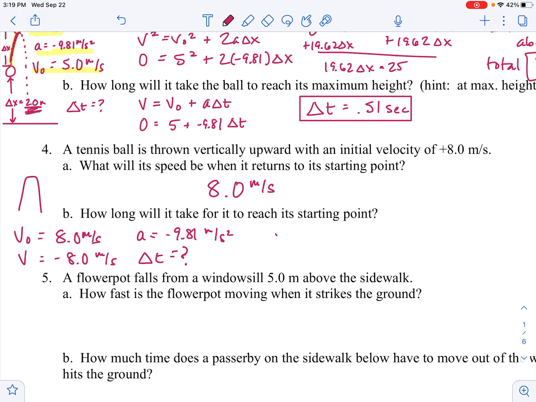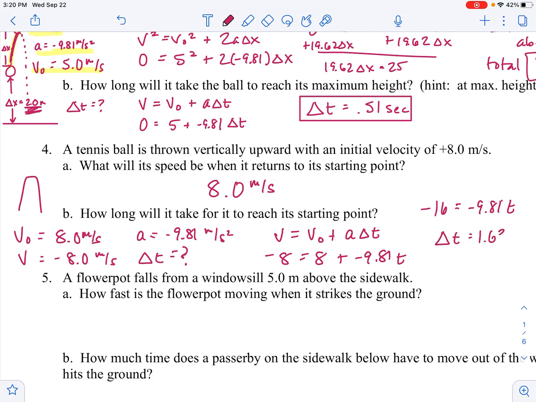So I'm going to use the equation I used in 3b. Final velocity equals initial velocity plus acceleration times time. And negative 8 equals 8 plus negative 9.81 times time. I'm going to subtract 8 from both sides, so I get negative 16 equals negative 9.81 t. And I'm going to divide both sides by negative 9.81. And when I do that, I get that delta t is 1.63 seconds.